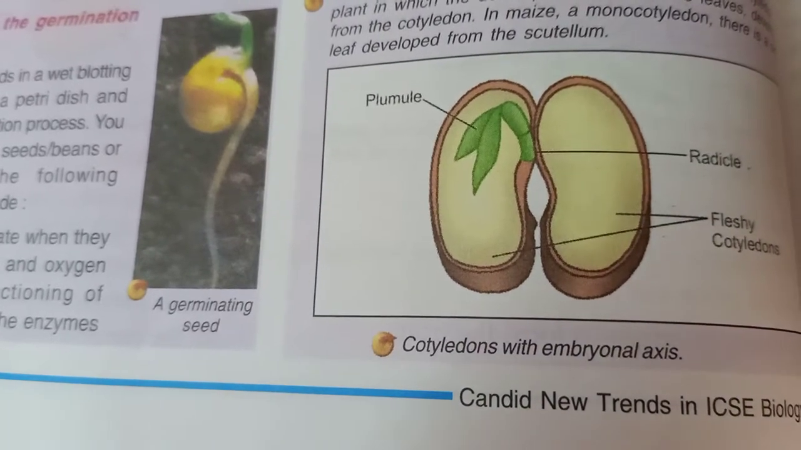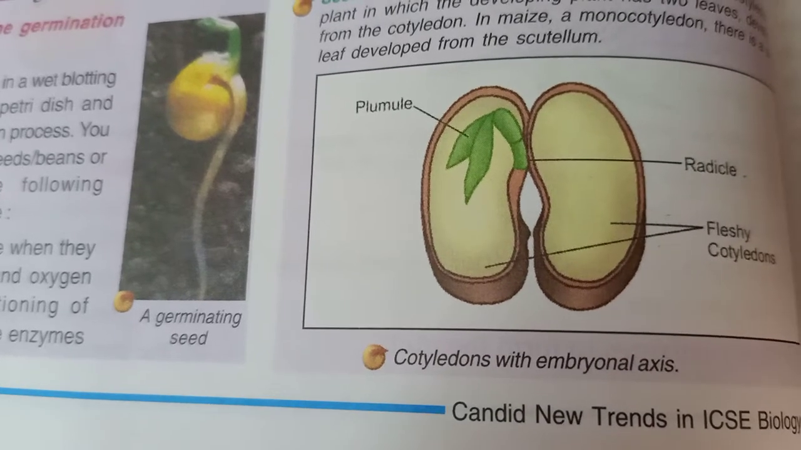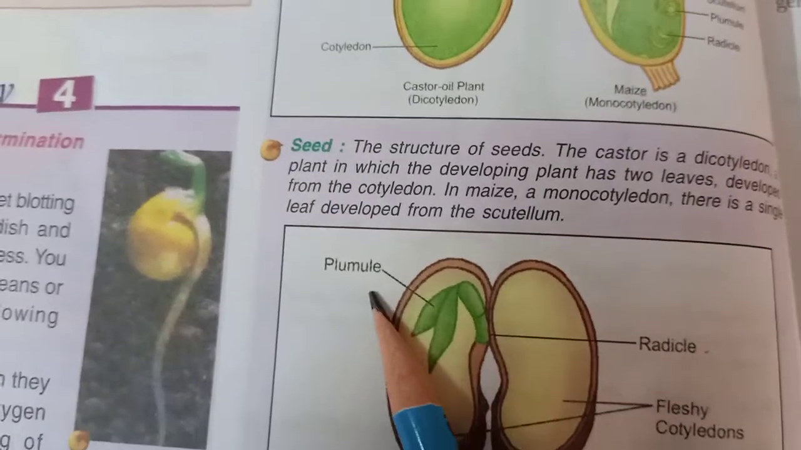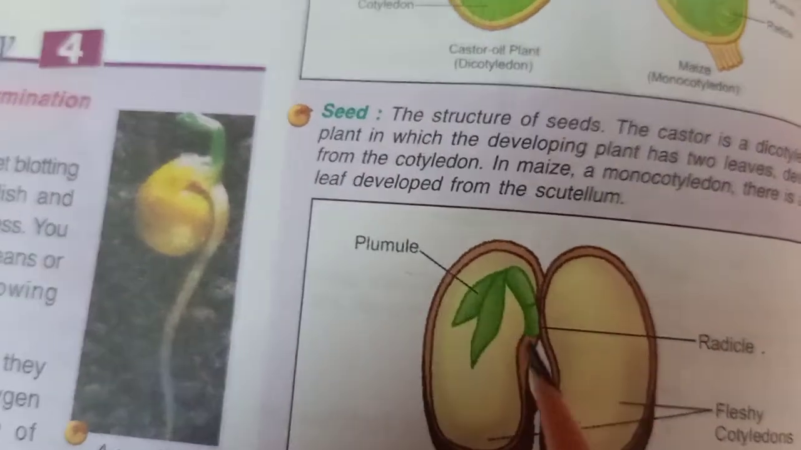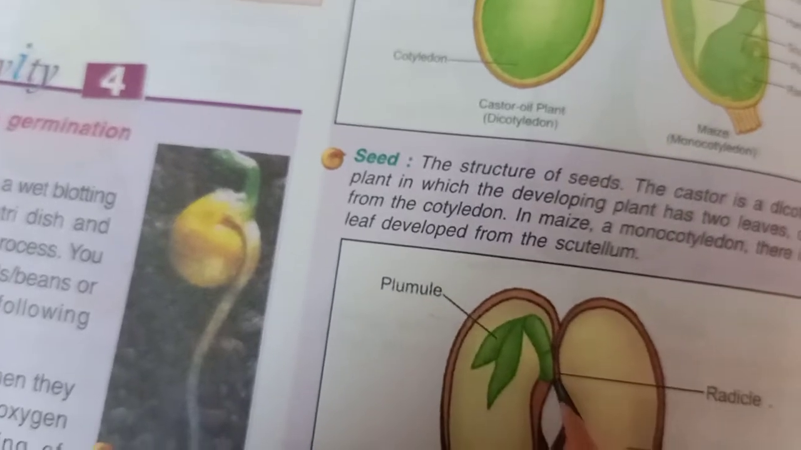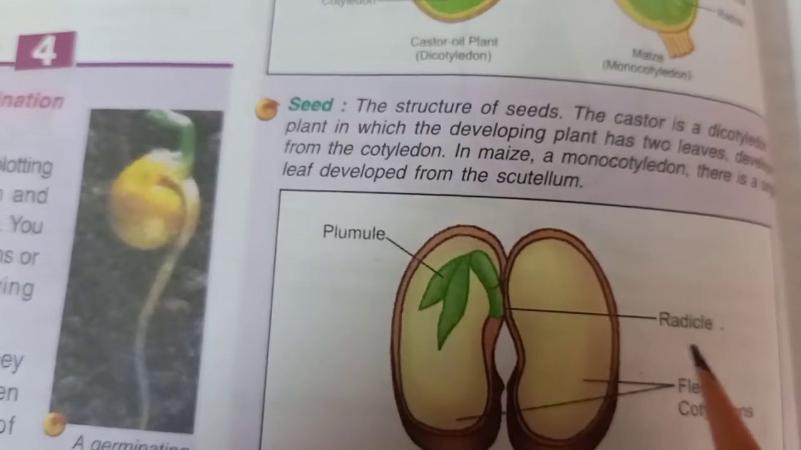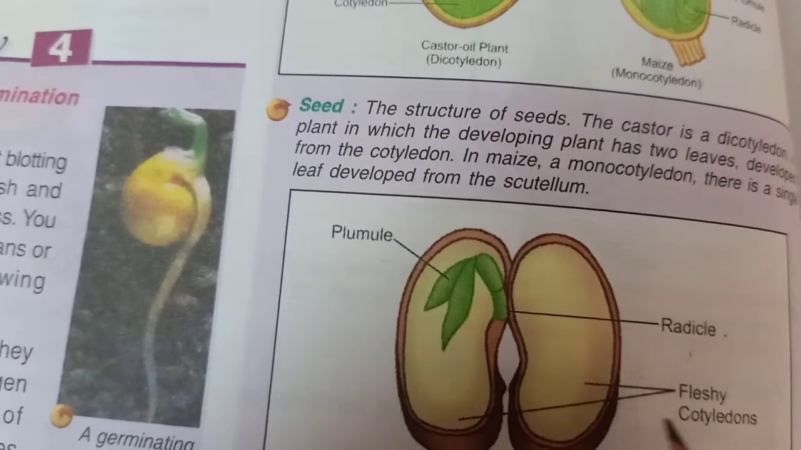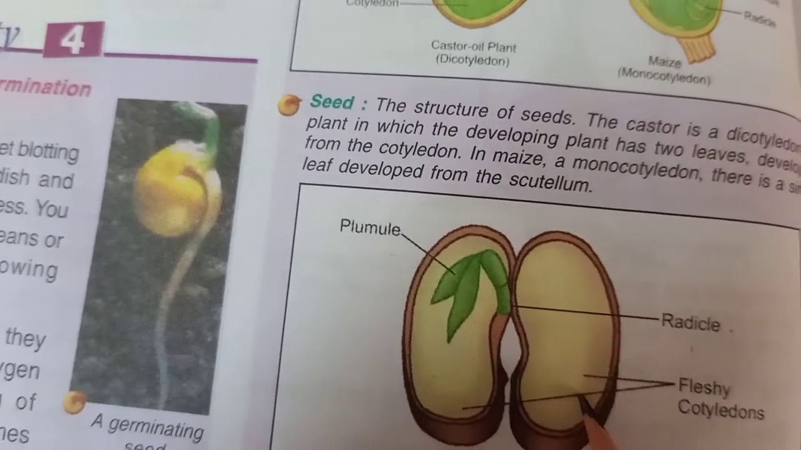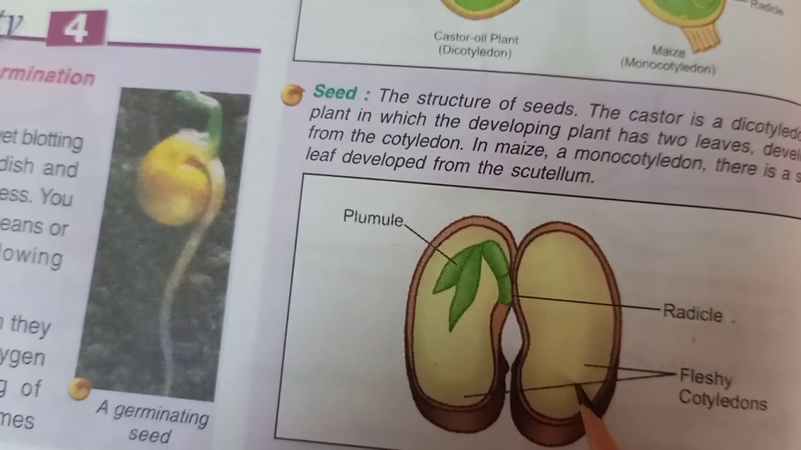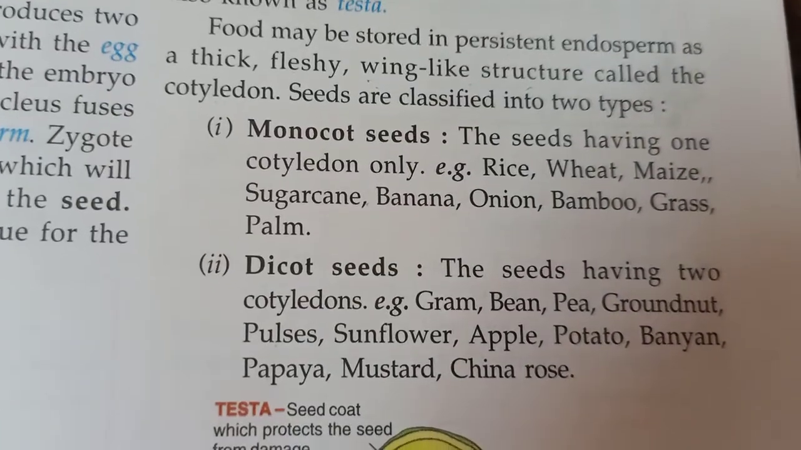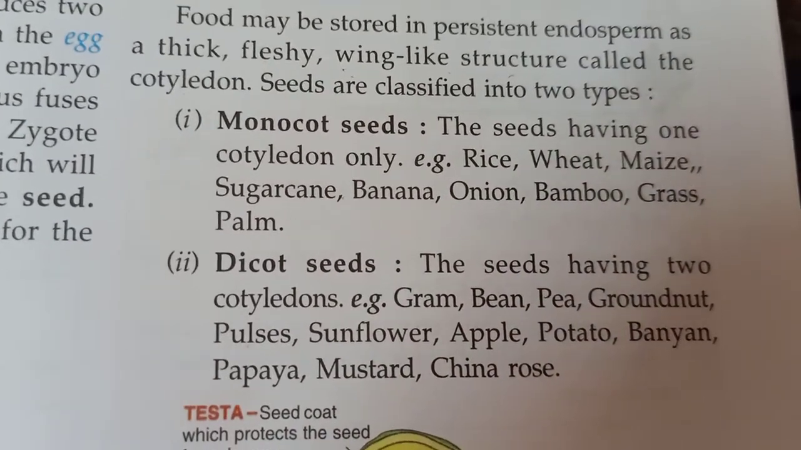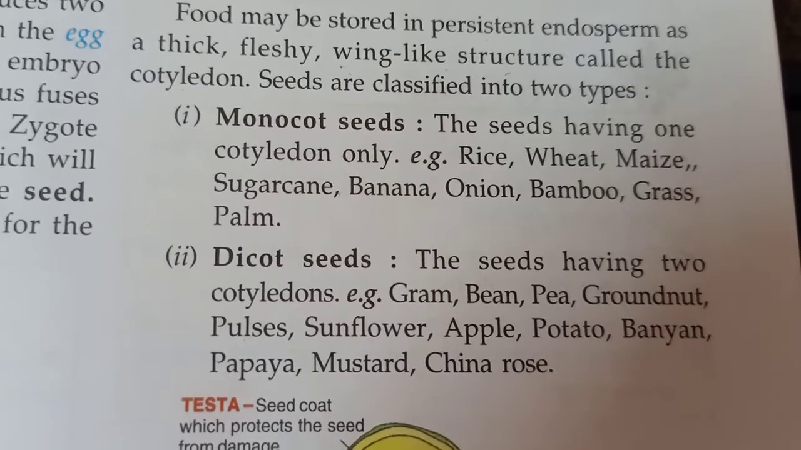This is the diagram of cotyledons. In this you can easily see the plumule, which is the new shoot, a new plant, and this part in the diagram is known as the radicule. Radicule is the new root, and these are the fleshy cotyledons. They store the food for the plant. As I told you, seeds are classified into two types. First is monocot seed, and the second one is dicot seed.